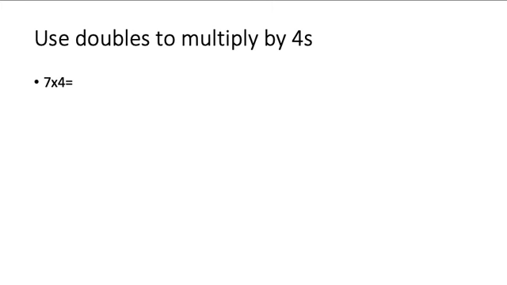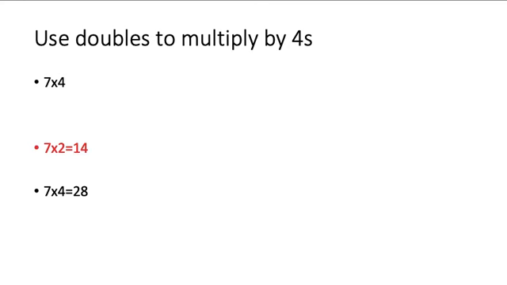Let's try another one of those. So I have 7 times 4, and I'm going to think of my 4 as 2, so I'm going to think of 7 times 2, and I'm really good at skip counting by twos to get the answer, or maybe I just already know it. So if I know that 7 times 2 is 14, I just have to double that 14 to find out what 7 times 4 is. So 14 and 14 is 28.